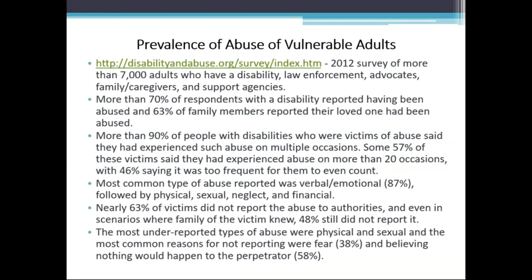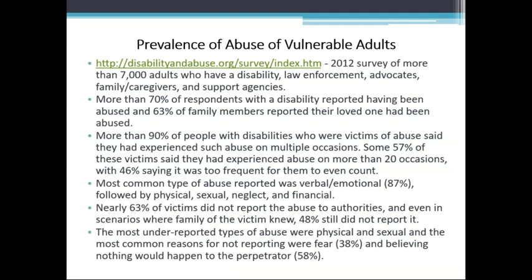More than 90% of people with disabilities who were victims of abuse said that they had experienced such abuse on multiple occasions. And as many as 46% said it was too frequent for them to even count how many times it had happened to them. Nearly 63% of victims did not report the abuse to authorities. And even in scenarios where the family of the victim knew that abuse had occurred, 48% of them still did not report it.